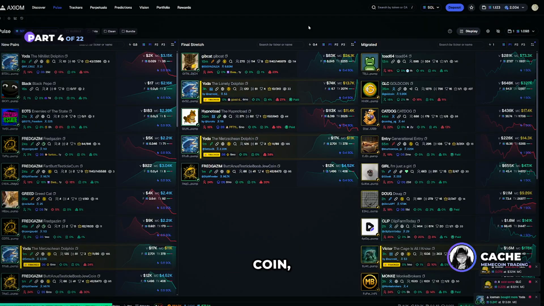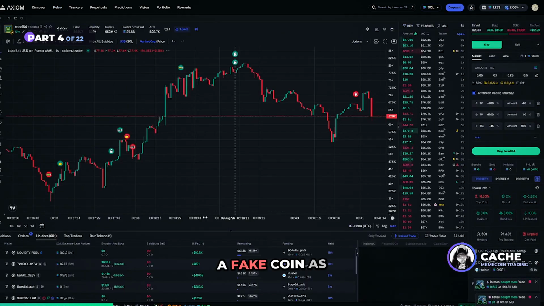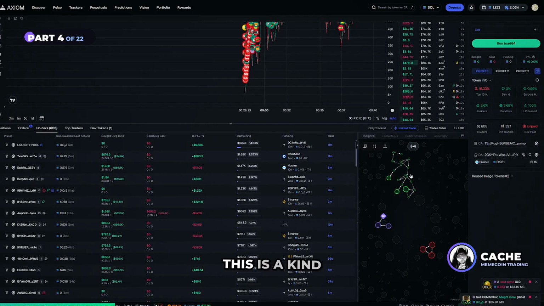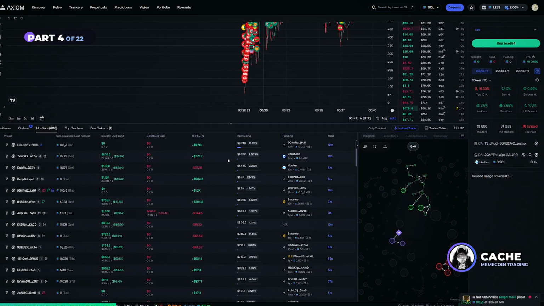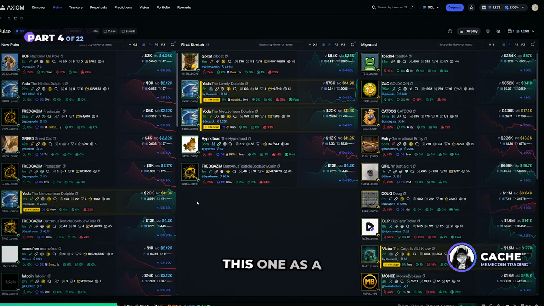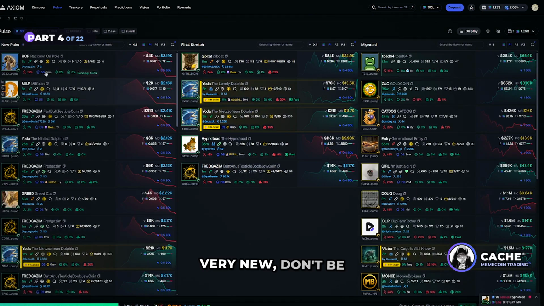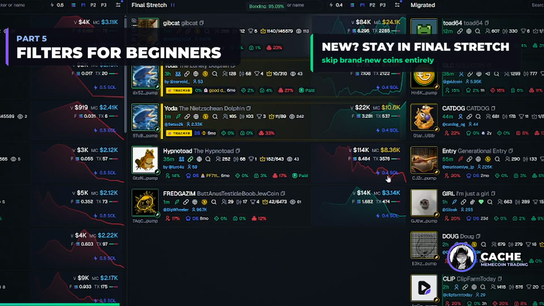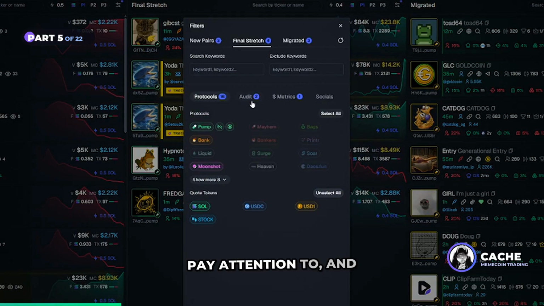Let's go over to another coin. Right here. This is a fake coin as well, I would believe. Oh, maybe it is not. This is a kind of an acceptable little bubble map right here. It's kind of weird, for sure. I'm not going to really look at this one as a staple, but if you're very new, don't be touching any of these new coins, right? Stay into the final stretch section. I'll give you a little filter for that to pay attention to.